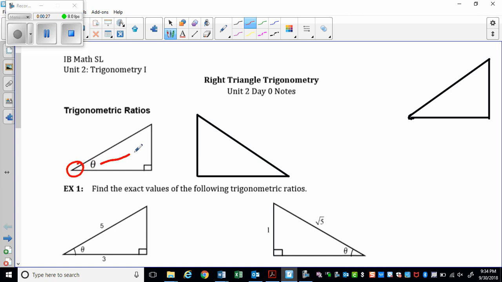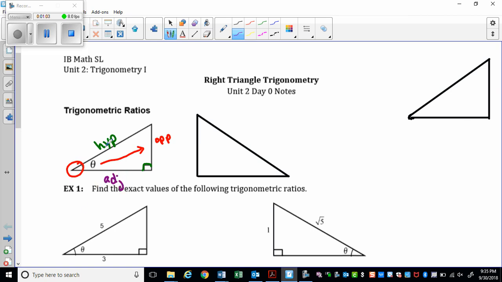My opposite side is going to be the only side that doesn't touch my reference angle. Do you guys see that this side is touching it and this side touches your angle? So this is my opposite side. This is the only one that doesn't. You know that your hypotenuse is always the biggest side of your triangle. Also, it's going to be the one that's opposite your 90-degree angle. So this is your hypotenuse. And then that makes the other side the adjacent side. So this is going to be my adjacent.